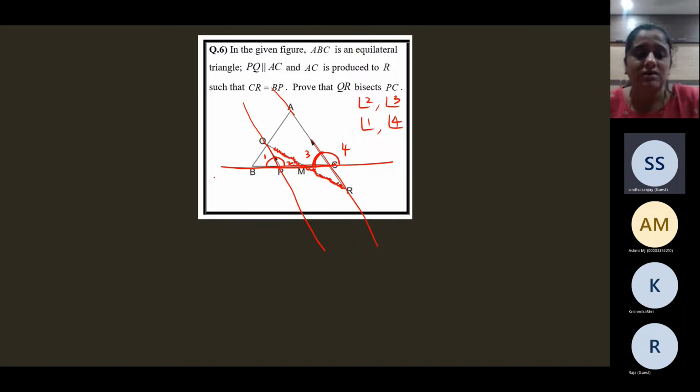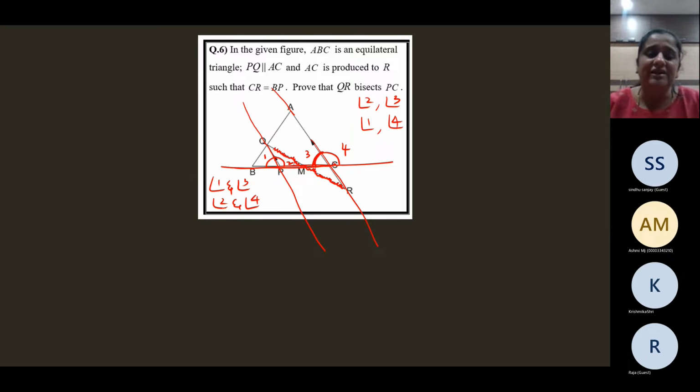Angle 1 and angle 3, ma'am. Angle 2 and angle 4, ma'am. Angle 1 is exterior, 3 is interior, 2 is interior, 4 is exterior. Is this clear to all of you?